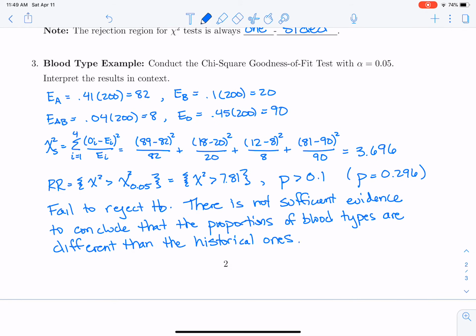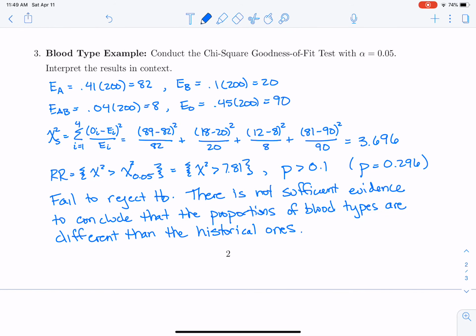Okay, so you'll see that nowhere did we actually estimate the proportions. Okay, so this is a non-parametric test. We did not try to estimate the parameters, the proportions, okay? But we used this chi-square method. We saw that the chi-square statistic has a chi-square distribution, and so we were able to define a rejection region, and then we were able to say that we could not reject the null hypothesis. So there's not enough evidence to conclude that the proportions are different than the historical ones.